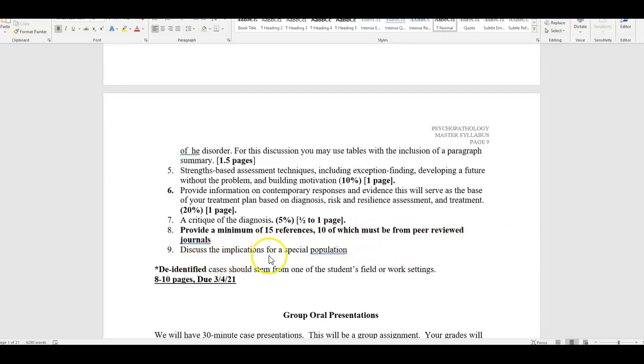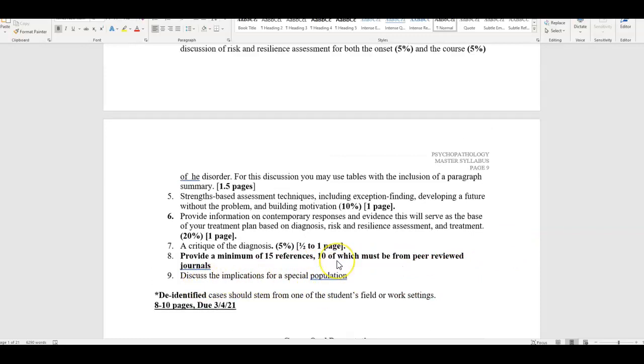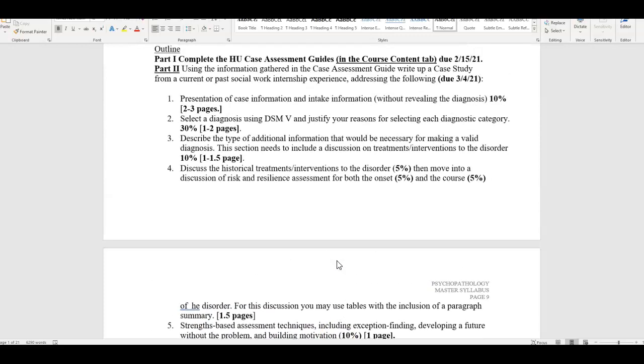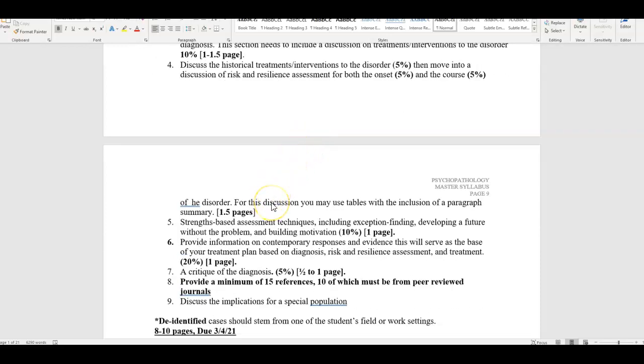And also discuss the implications for special populations. And here, I want you to do a thorough understanding of the disorder that you're presenting, and also talk about, are there any special populations that are progressively more affected with that disorder. So if it's depression, I want to hear statistics on what groups of people, what type of people are more at risk for that disorder. So here, again, think about the disorder and do some research on the specific disorder that you've identified and diagnosed, and talk about special implications or special populations in regard to that disorder.